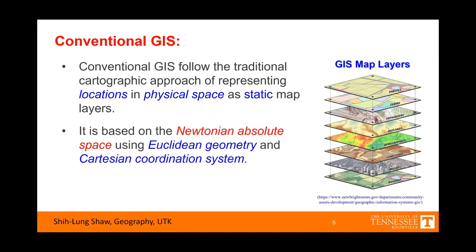So if we look at conventional GIS, it follows the traditional cartographic concepts. We represent locations in this physical space using static map layers, land use, transportation network, topography, and so on and so forth, okay? This is very much based on the Newtonian concept of absolute space. And we have been using Euclidean geometry and the Cartesian coordinate system to implement the so-called GIS.